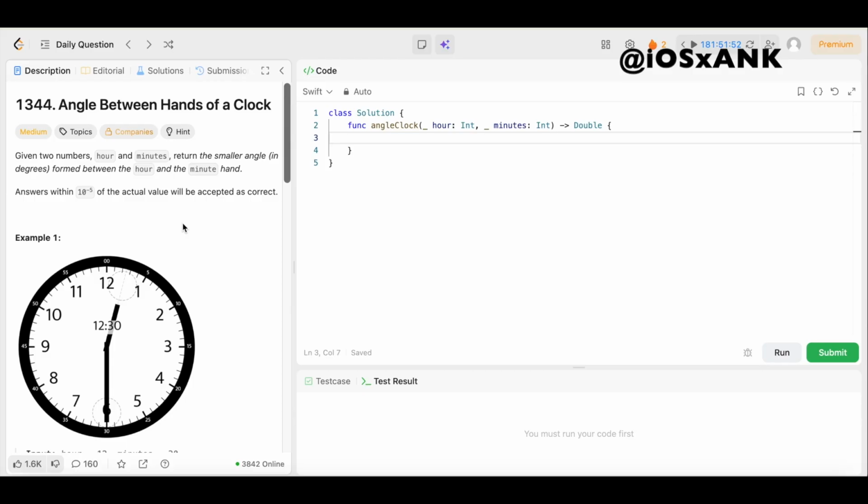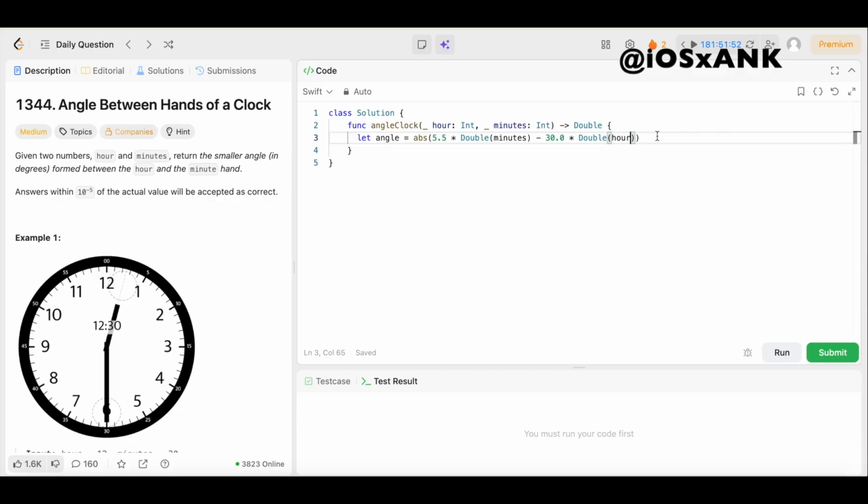So we'll say let angle equal ABS, for absolute value. We're going to pass in 5.5 times double, open up the parentheses, minutes. Come outside of that, and we'll say minus 30.0 times double, open up the parentheses, pass in hour. Now, two angles are formed between the clock hands: the direct angle, and the larger angle going the other way around, which would be 360 minus angle. So we're going to return the smaller of the two.